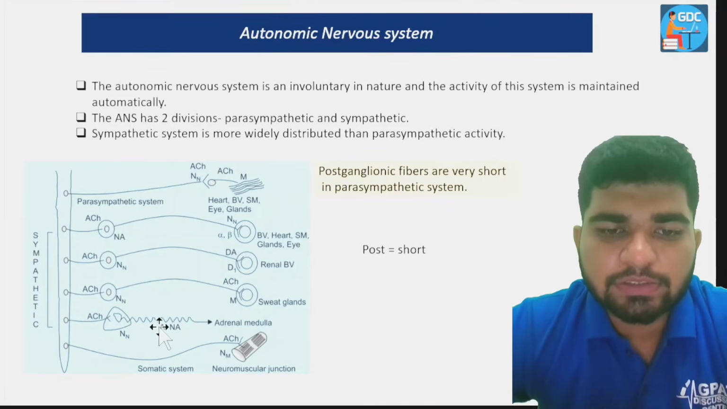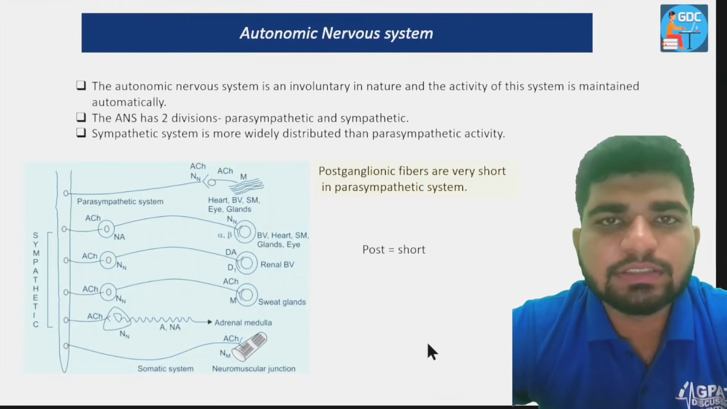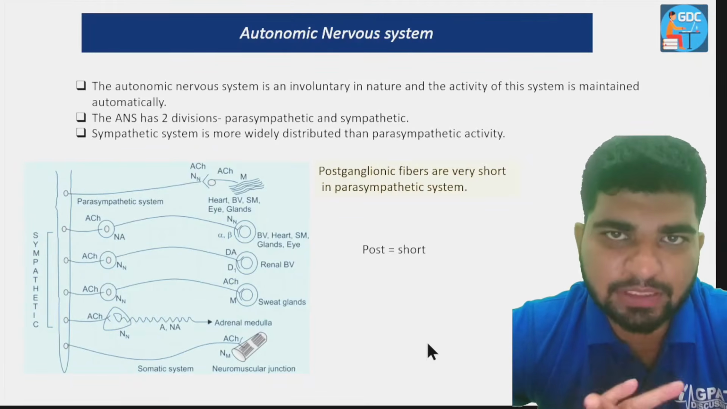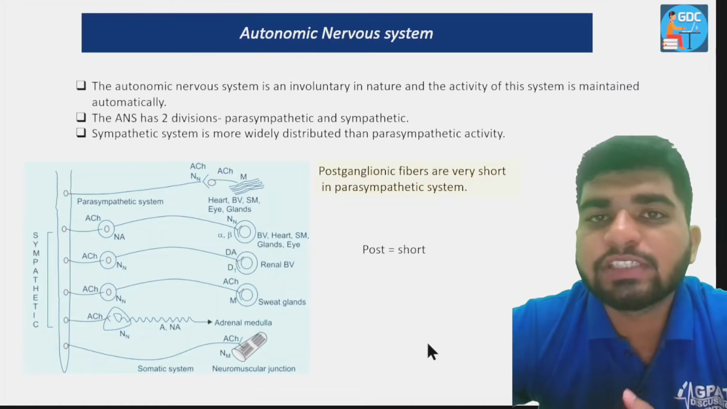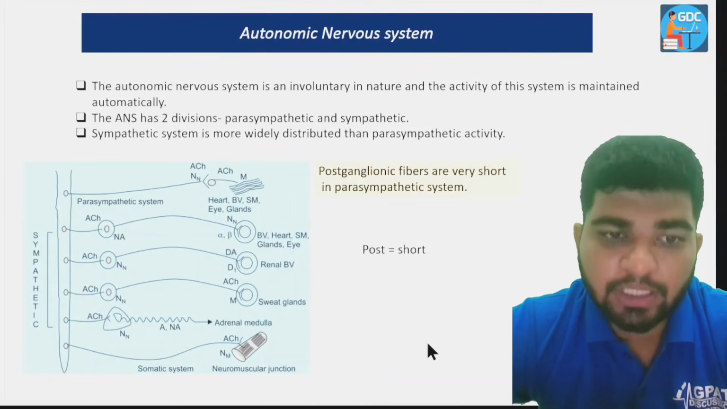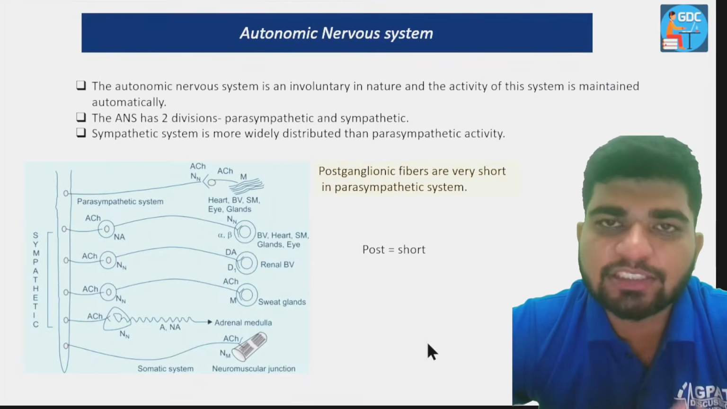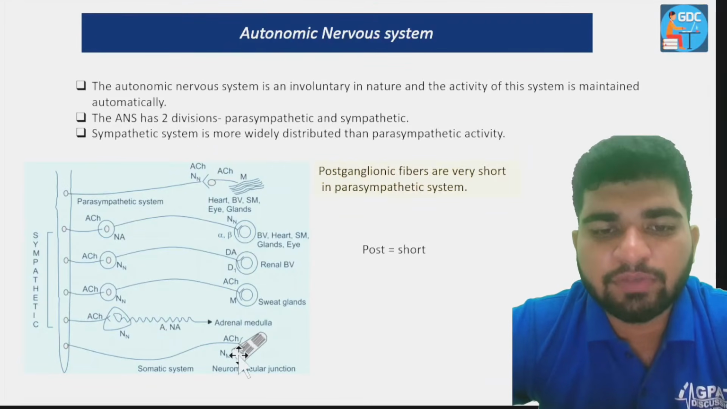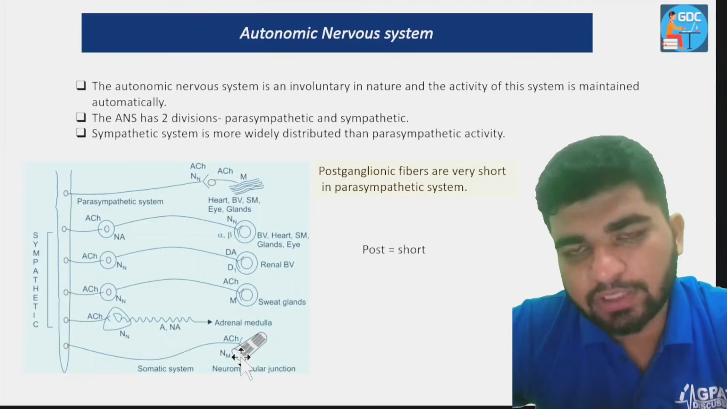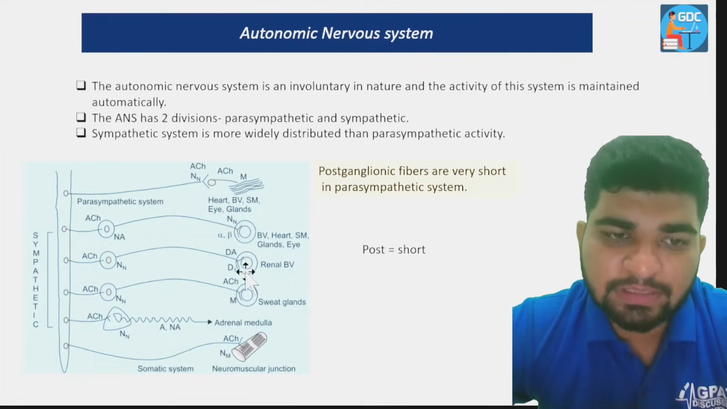Next we should talk about the somatic system. The somatic system basically controls the skeletal muscles. Which kind of receptor do skeletal muscles have? The NM receptor, that is, the neuromuscular junction receptor. So in the somatic system also, acetylcholine works as a primary neurotransmitter.